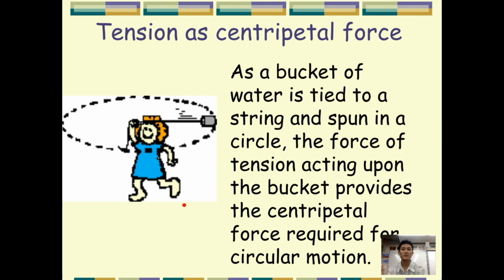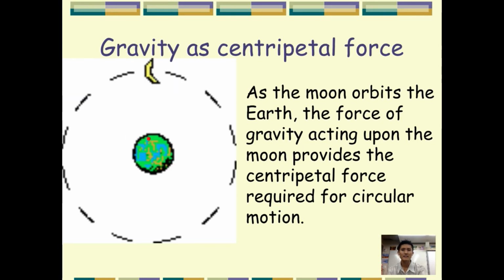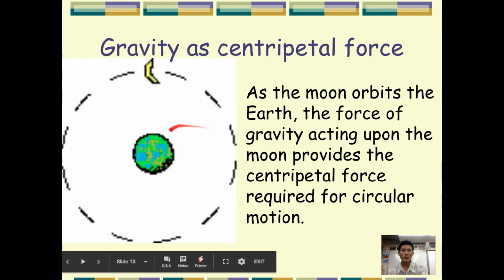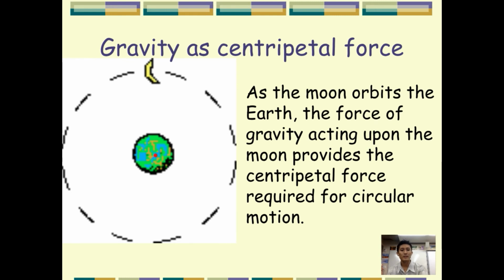Same thing if you have something that's tied to a string. That string provides your centripetal force, and the tension of the string causes your bucket to be able to spin around. And lastly, one of the most important examples, Newton's theory of gravity, right? It holds moons in orbit. It also causes our planets to orbit around the sun.